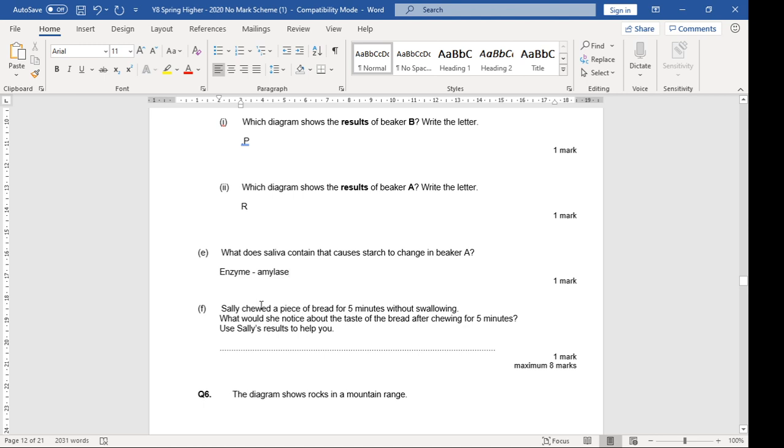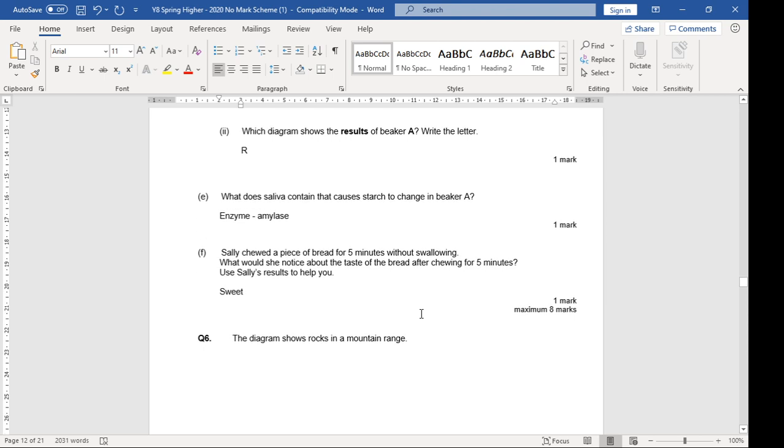Sally is weird. She chewed a piece of bread for about 5 minutes without swallowing. What would she notice? I mean, you can actually try this if you're bored and unable to go out. The bread actually starts to taste sweet. It's not particularly nice sweet, but you definitely notice it. Probably after, not quite after 5 minutes, after about 30 seconds of chewing, as long as you don't swallow it, it starts to turn sweet.